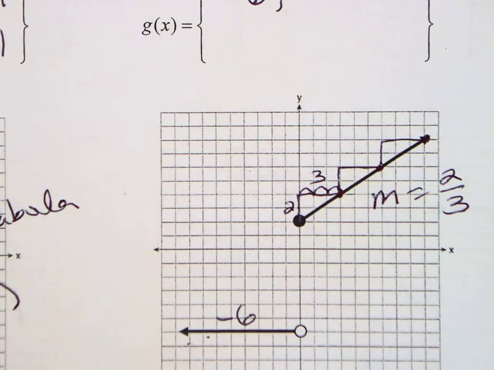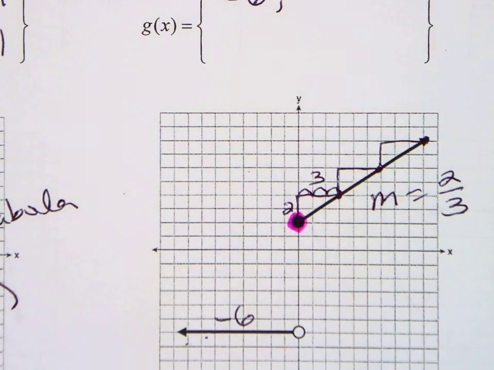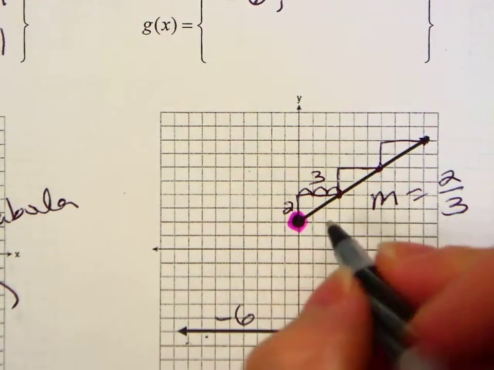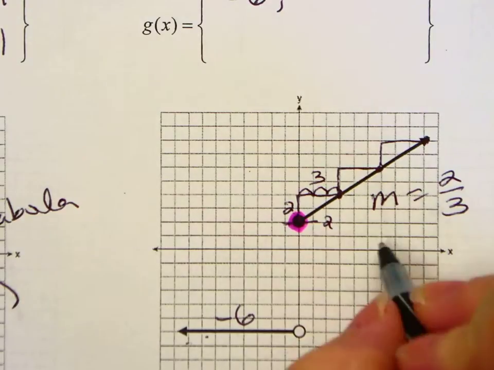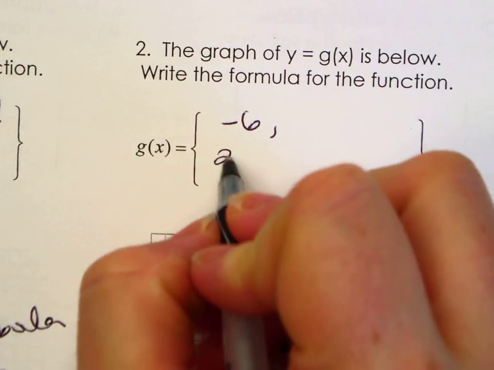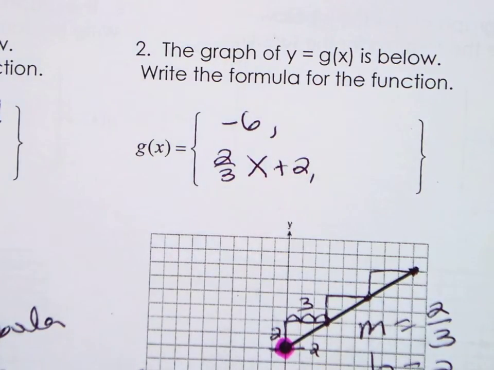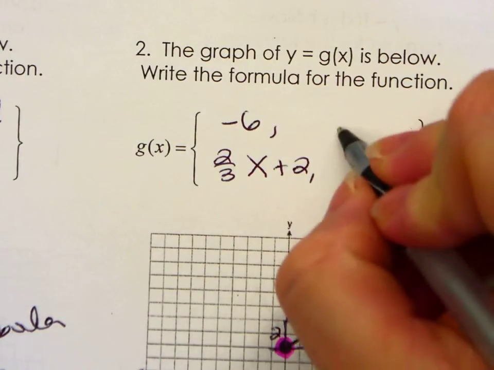So another easy one. What's the y-intercept? Right here. What is that? That's 2. That's the y value 2. Okay, so b is 2. So now we're going to write our equation. 2/3 x plus 2. y equals mx plus b.